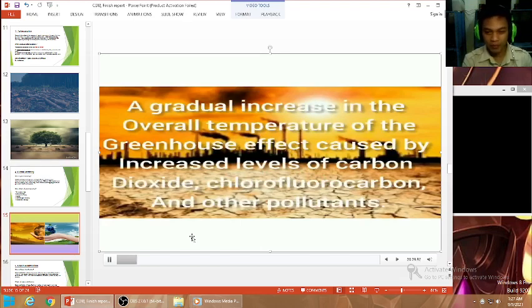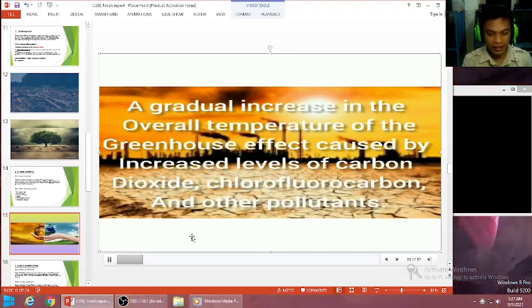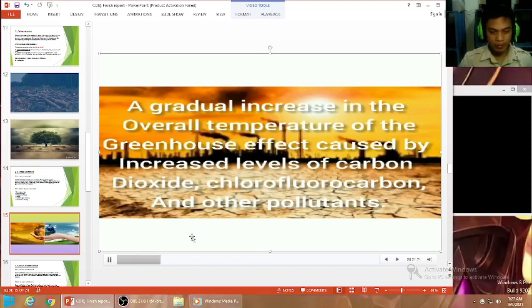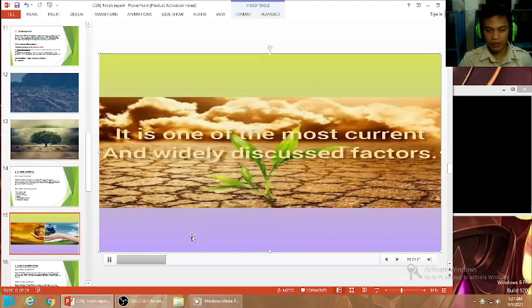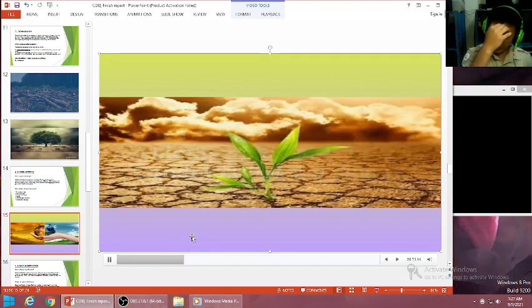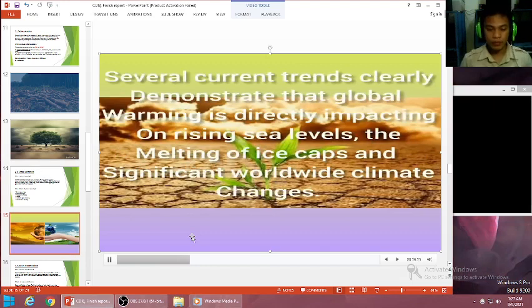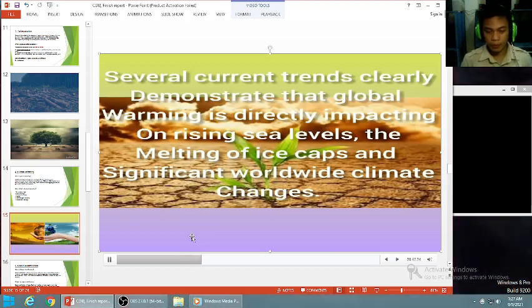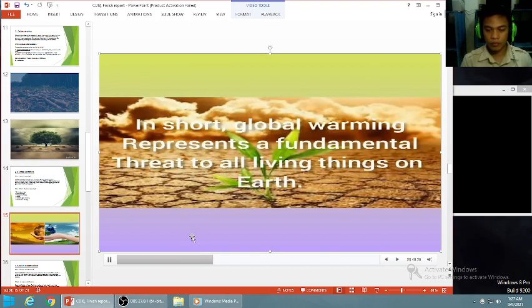A gradual increase in the overall temperature of the greenhouse effect caused by increased levels of carbon dioxide, chlorofluorocarbon, and other pollutants. It's one of the most current and widely discussed factors. It has far-reaching impact on biodiversity and climatic conditions of the planet. Several current trends clearly demonstrate that global warming is directly impacting rising sea level, the melting of the ice caps, and significant worldwide climate change. In short, global warming represents a fundamental threat to all living things on Earth.